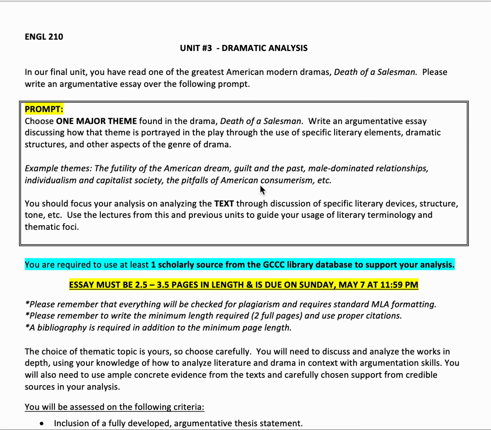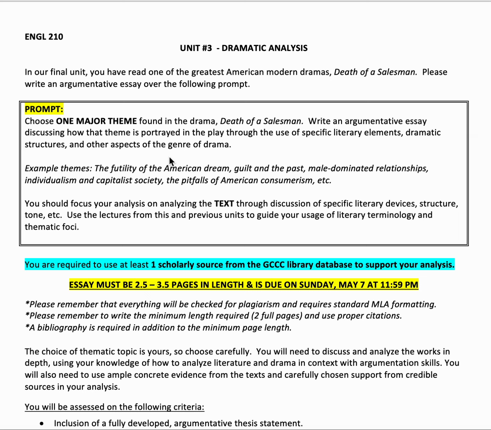You are required to use one scholarly source from the library database to support your analysis. Obviously, you have a journal assignment that goes with this, so you're already doing that. Make sure that you are pulling specific quotes from that article that are related to your topic of interest and support your analysis. When you look in the database, you'll find a number of different articles around Death of a Salesman. Obviously, it's a very famous play. So choose the articles that really support and fit with your analysis directly.